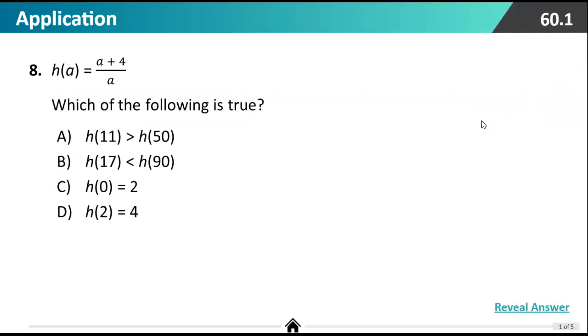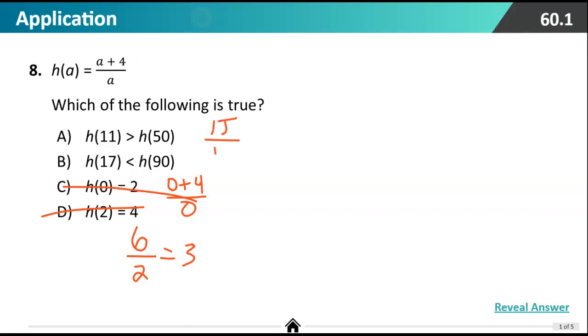For this last example, just like the very first one we started with, if we plug in 0, we're talking about 0 plus 4 divided by 0. You can't divide by 0, that's undefined. If you plug in 2, that's going to be 6 divided by 2, which is 3, not the 4. So now we have to figure out if we evaluate 11, that's going to be 15 divided by 11.